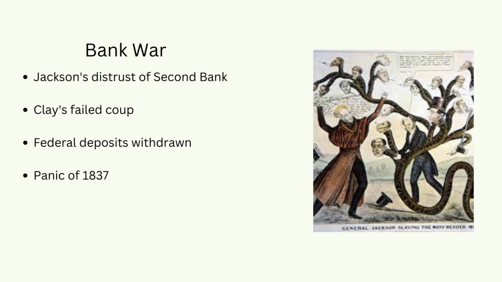So they issue a whole bunch of loans after the bank expires in 1836. Those loans almost immediately go bad in many cases. A lot of the banks file for bankruptcy, they can't pay their debts. And what you have is what's referred to as the Panic of 1837.